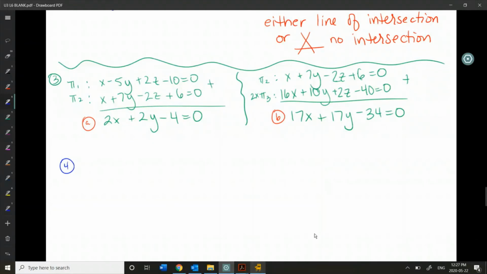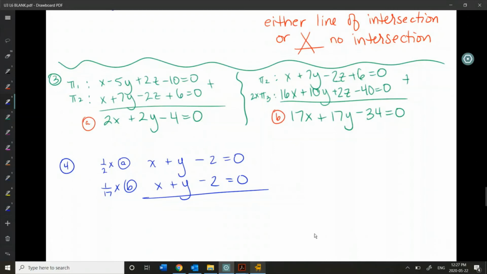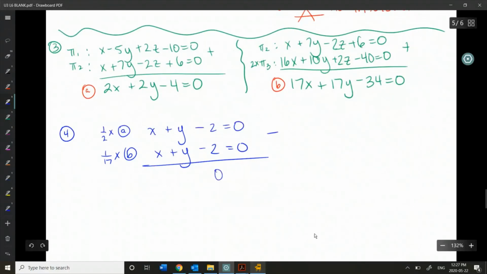So if we go for the x's here, I think we can actually make the x's the same if I take equation A and multiply it by a half. That gives me x plus y minus 2 equals 0. And then I'm going to take equation B and divide it all by 17, so I'm multiplying by 1 over 17, and I'm getting x plus y minus 2 as well. So you're noticing here that when we subtract the equations, we get a true statement, and that is that 0 equals 0. Or we can visibly see that this equation is a scalar multiple of our other equation.